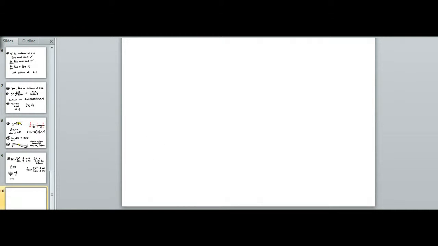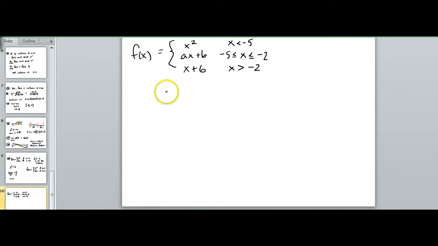Now, the reason why 19 is a little bit harder, obviously, is because you have an a and a b. So this time we have x squared, we have ax plus b, and then we have x plus 6. Alright, and then we're breaking it up here at -5. Here we're going to -2, and here we're above -2. Alright, so the way you do this is you plug in the -5 here, but you also plug in the -2 here, and you get two equations.